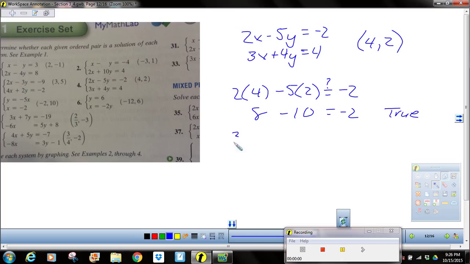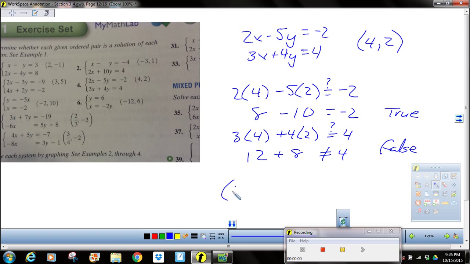Trying the other one. 3 times 4 plus 4 times 2. Looks like a lot of numbers here to equal 4. We'll put a question mark on it. 12 plus 8 is not equal to 4. So this one is false. And actually, this statement is true. If it had said equal, it would be false. But 4, 2 is not a solution.